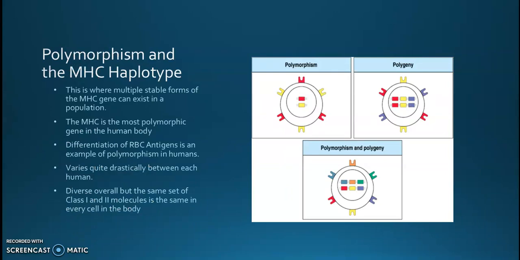Polymorphism and the MHC haplotype. This is where multiple stable forms of the MHC gene can exist in a population. The MHC is the most polymorphic gene in the human body. Differentiation of RBC antigens is an example of polymorphism in humans. This varies quite drastically between each human. Overall, it's very diverse, but the same set of class 1 and class 2 molecules is the same in every cell in the body.